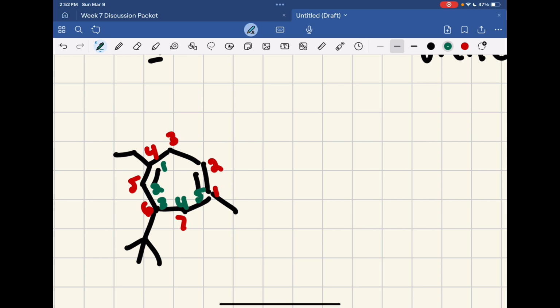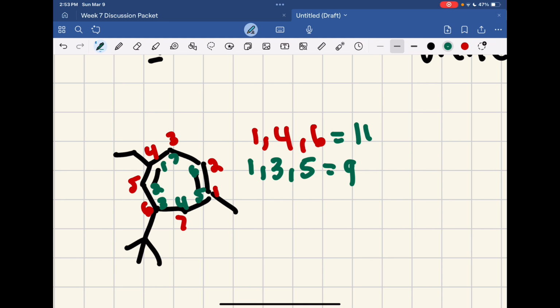We want to go through the double bond always. If I did the red numbering scheme, notice we have substituents at 1, 4, and 6. And if I did the green numbering pattern, it would be 1, 3, and 5. So that would be 4 plus 5 is 9. This would be 6 plus 4 plus 1, 11. Okay, so clearly we want to go with the green numbering scheme.